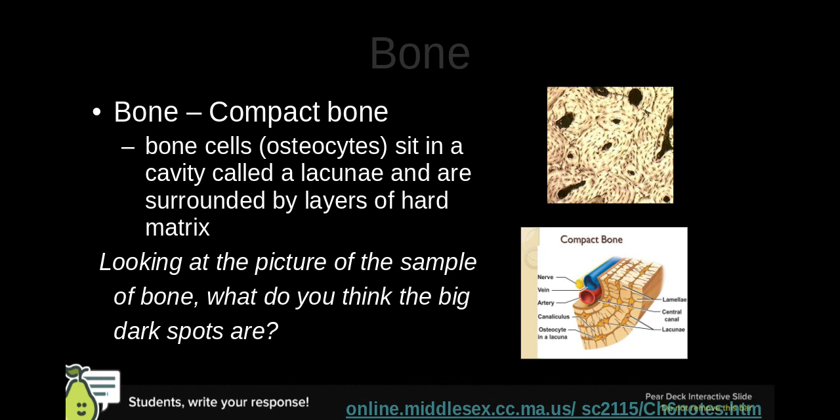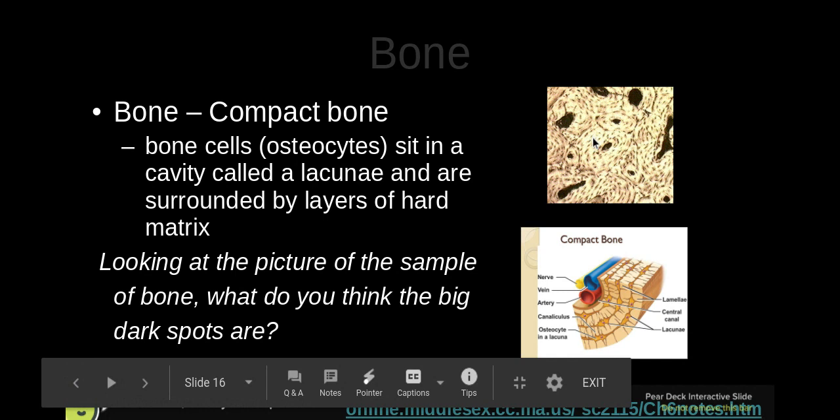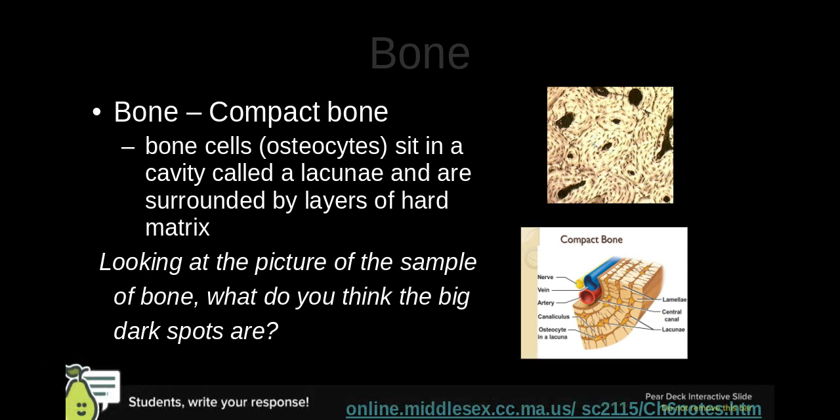Like I said, we're going to talk about bone a lot, but the biggest things I want you to know right now are being able to identify that it's bone, that the reason it's hard is because of the mineral salts within it, and that it heals quickly because it has a good blood supply. Also be able to identify that these dark circles in the middle are the central canal, which carries the nerve, vein, and artery.